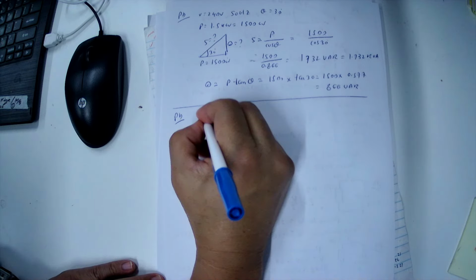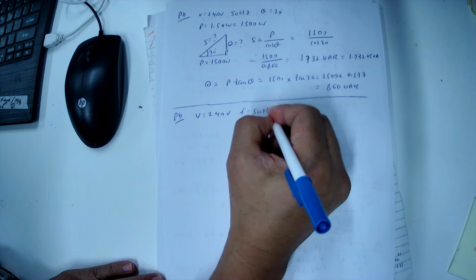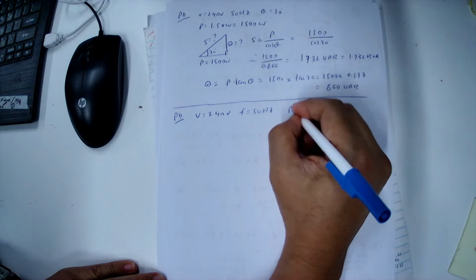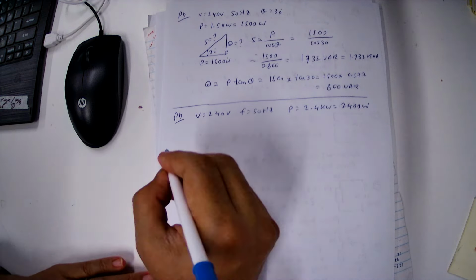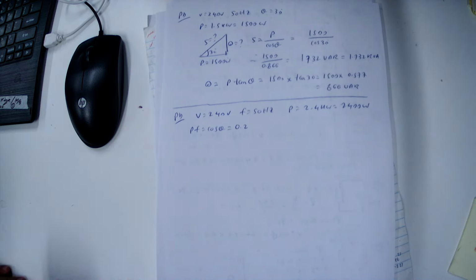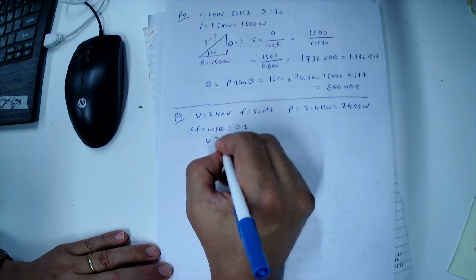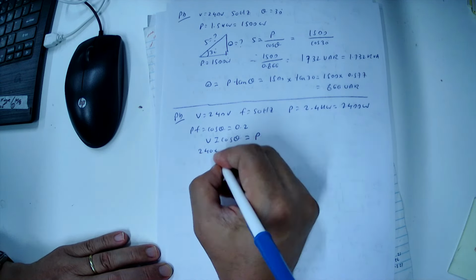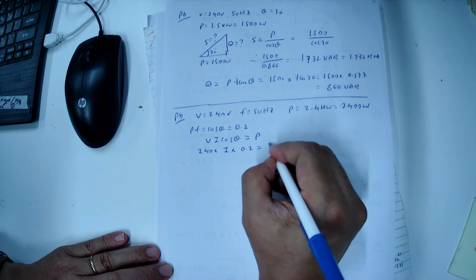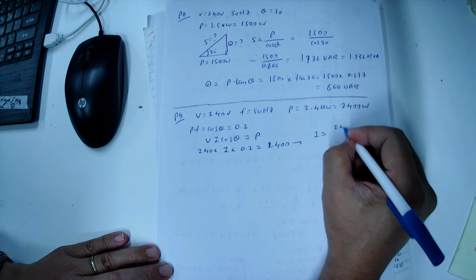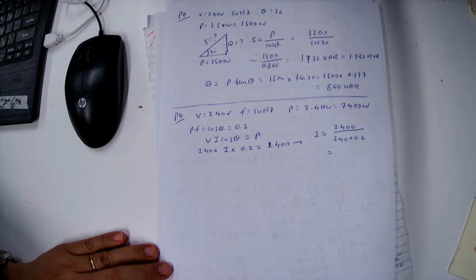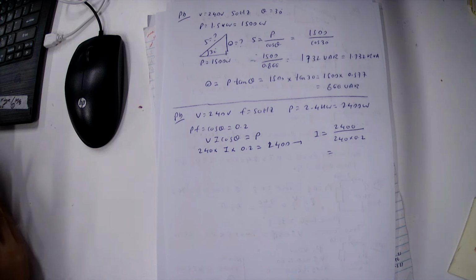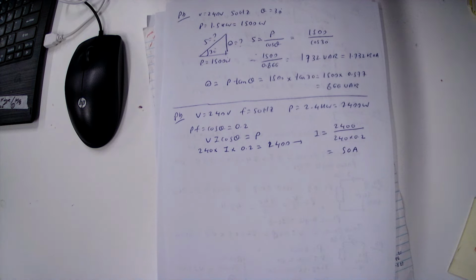In this case, our voltage is 240 volt, and the frequency is given as 50 hertz. The input active power is 2.4 kilowatt or 2400 watt. Power factor cos theta is 0.2, and we need to calculate the current. So VI cos theta equals power: 240, current unknown, cos theta 0.2, power 2400. The current I is 2400 divided by 240 into 0.2, which is 50 ampere. When the power factor is 0.2, the current is 50 ampere.